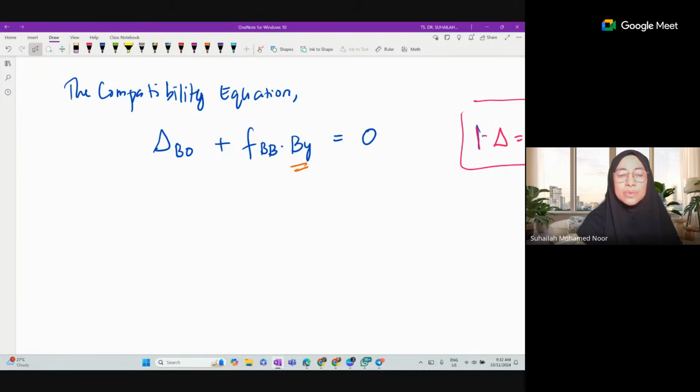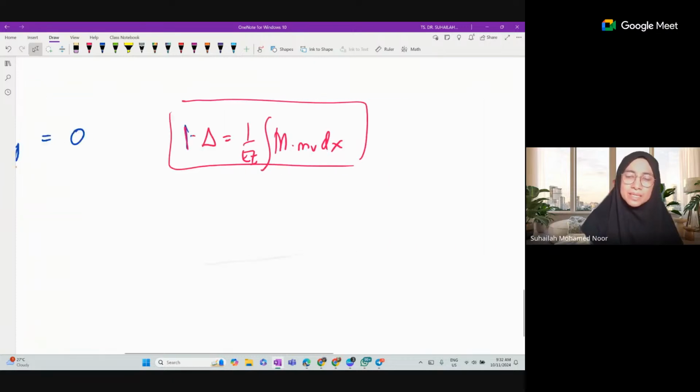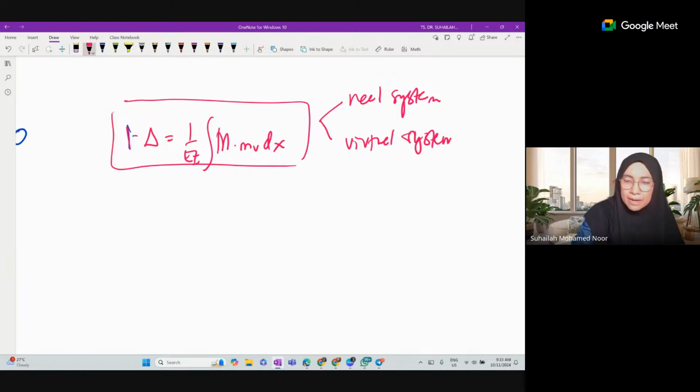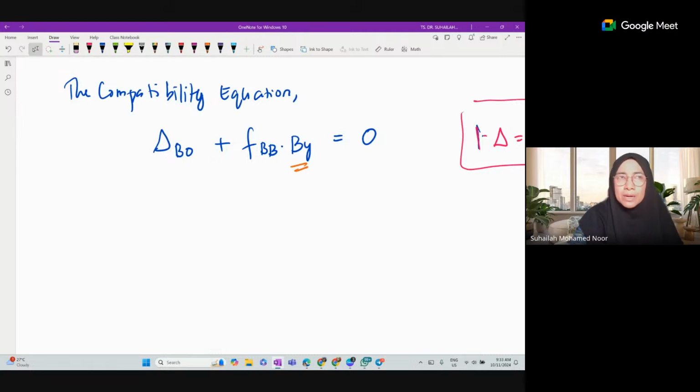In the flexibility method, we have delta B naught and FBB. The idea is we will integrate two moment equations. These come from the real system and the virtual system, but in the flexibility method, we have the primary system and the redundant system. Inside this, we have two displacements, delta B naught and FBB.